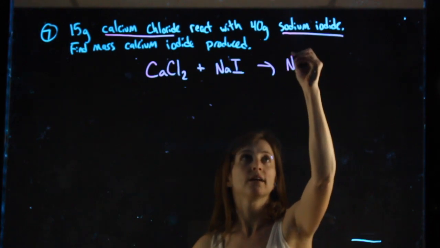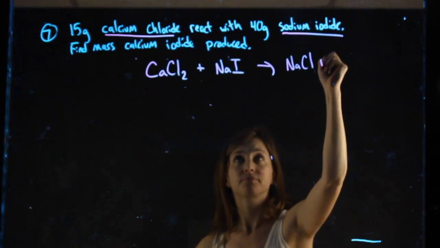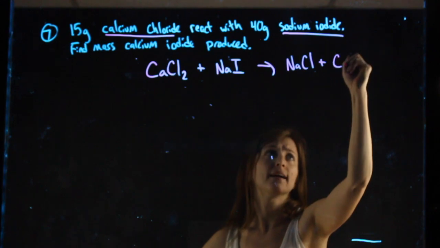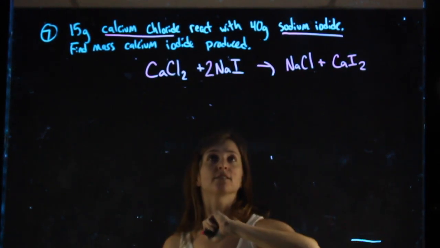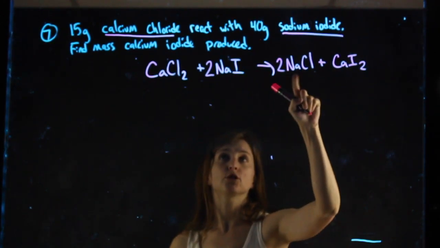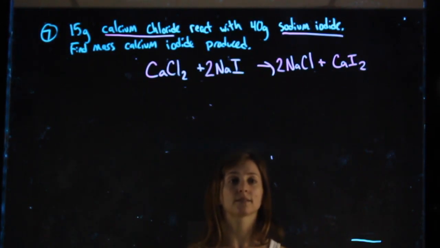Sodium is going to be with chlorine. They're both plus ones. Calcium is going to be with iodine. Again, looking at my charges and crisscrossing, a 2 here balances my iodines, and a 2 there balances my sodiums and my chlorines.